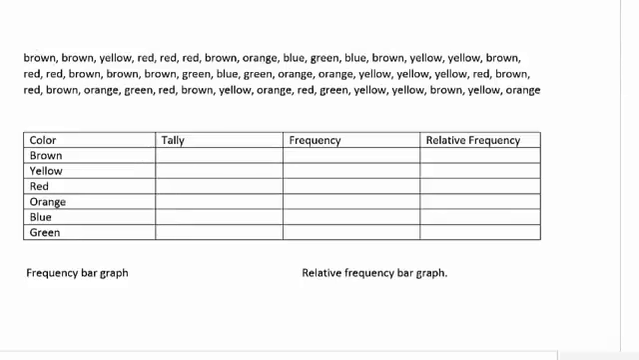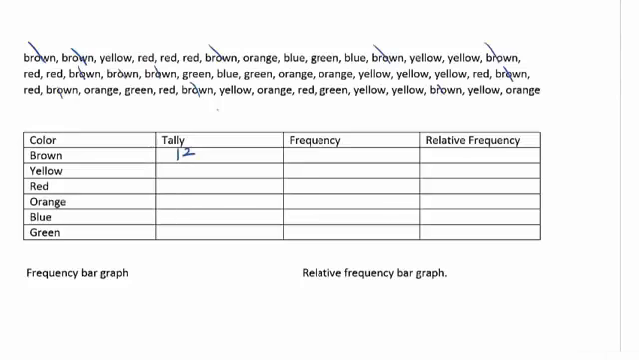But you really just go through and for your tallies, you're going to count. We had 1, 2, 3, 4, 5, 6, 7, 8, 9, 10, 11, 12. Okay, so I counted 12 browns. So that's what you would write under your tally mark there.